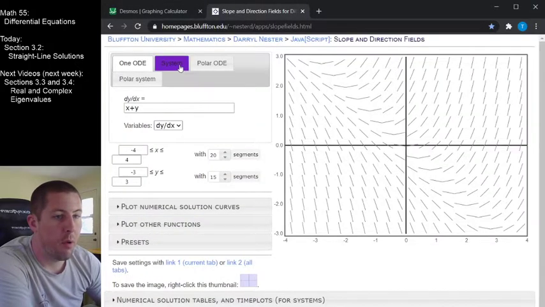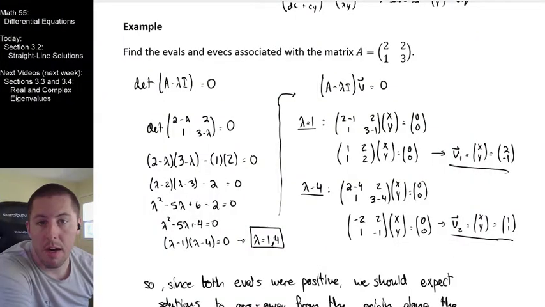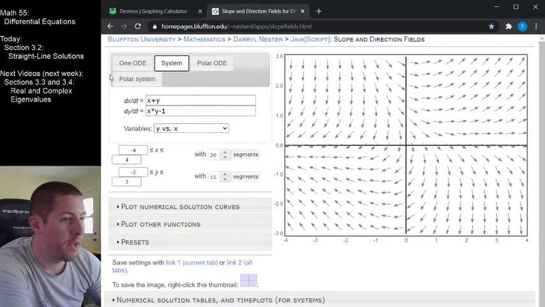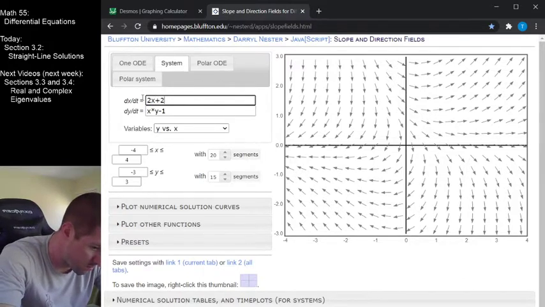Let's go ahead and throw in the system that we are working with right here. To return to our example briefly, our example has 2, 2, 1, 3. That means that our equations are 2x plus 2y and 1x plus 3y. That's what I've got to throw in here. So we're looking at 2x plus 2y and 1x plus 3y.